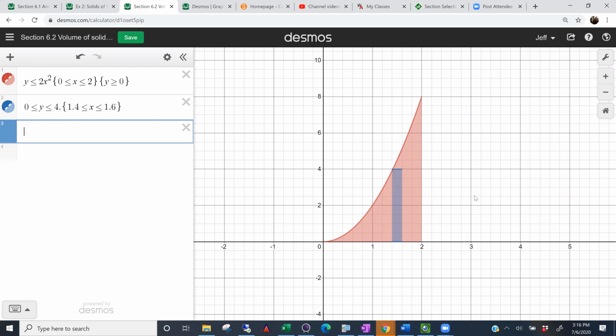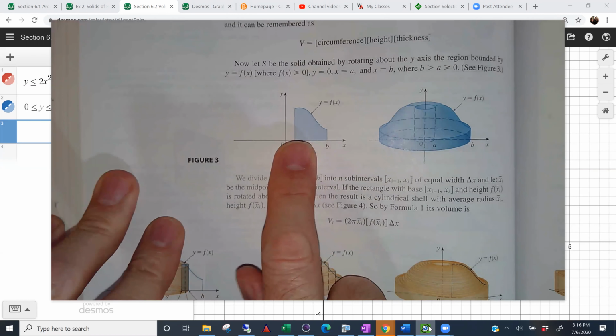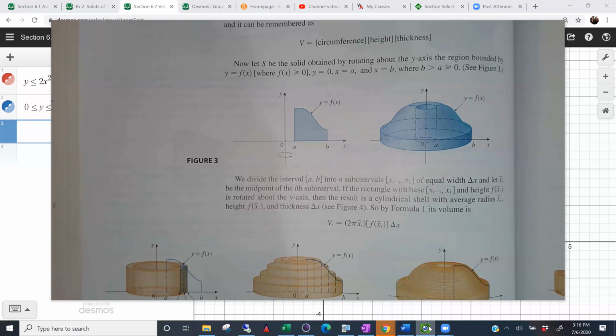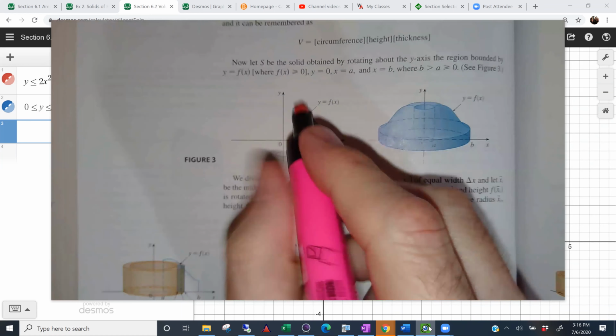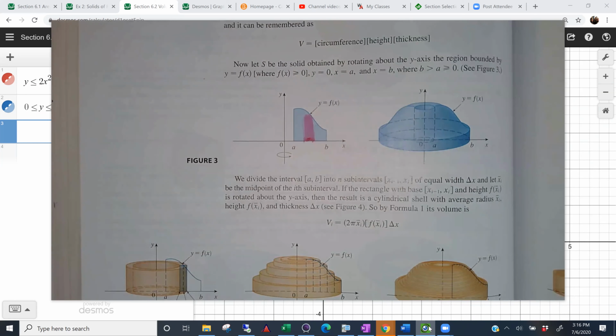Now, in this case, what we're going to do is rotate a figure around the y-axis. And instead of taking a slice perpendicular to your axis of rotation, we're going to take a slice parallel to your axis of rotation. So take a little slice in here, like this. Notice that that's different than the disc and washer method.